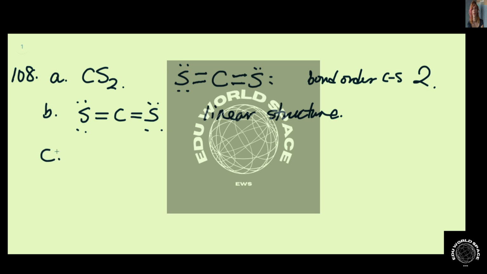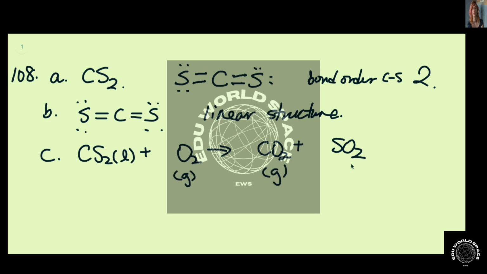Now we look at part C. Liquid CS2 burns in oxygen with a blue flame, forming CO2 gas and SO2 gas. Write the balanced equation for this reaction. So we have CS2 liquid burns in oxygen, so it reacts with oxygen and results in CO2 and SO2. So oxygen is a gas, CO2 is a gas, SO2 is a gas, CS2 is a liquid.